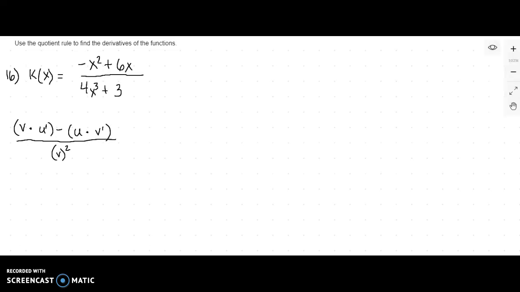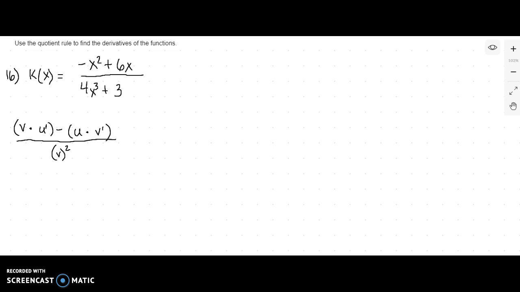Welcome back. We're going to work another example here using the quotient rule to find the derivatives of the functions. So we have our function here, k of x equals negative x squared plus 6x divided by 4x cubed plus 3. Now I have already written the quotient rule down here right below. V times the derivative of u, and we're going to subtract from that u times the derivative of v, and we're going to divide that by v squared.